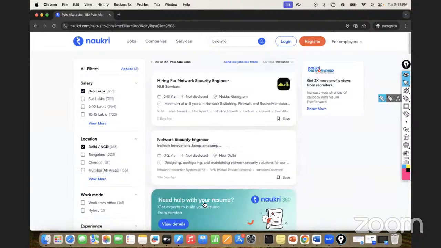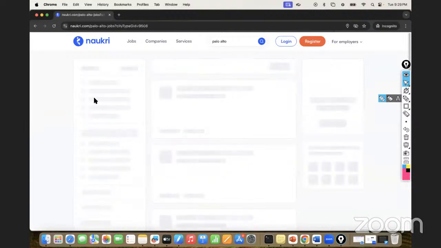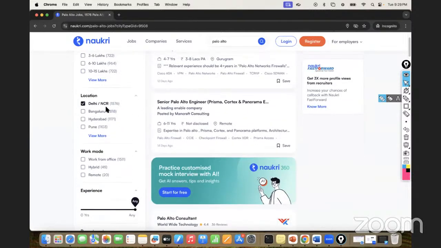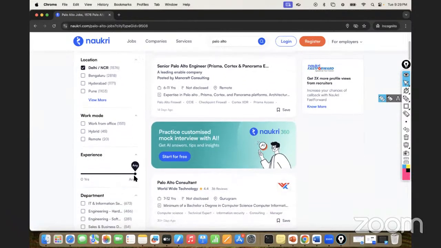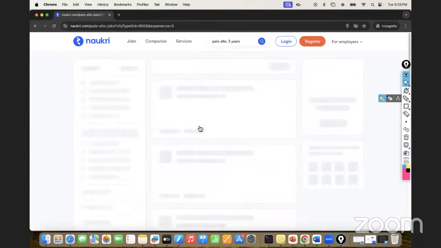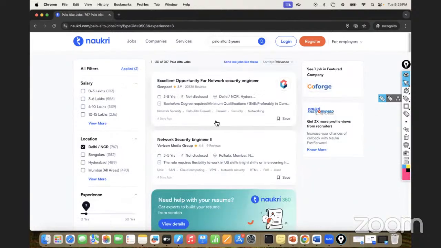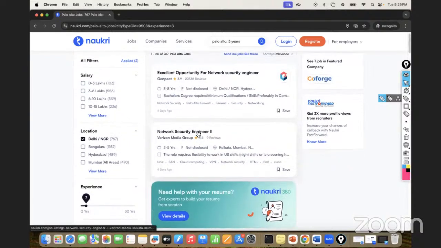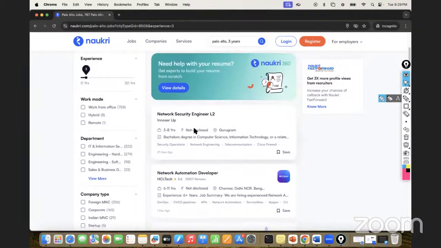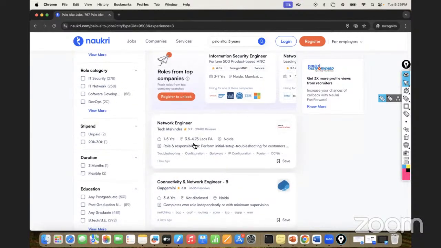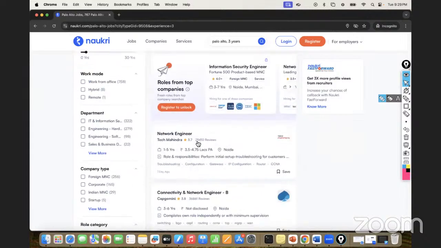163 jobs are still open. If we have 0 to 3 lakh package, let me not go with the package, let me go with the experience. If I filter with the experience, 0 to 3 years, I'm just assuming you are a fresher, right? Okay, you are in the USA. Okay, Mimi, definitely. Sorry, I did not understand. Even in the USA you have a lot of jobs. You can see we have a lot of jobs available in India.